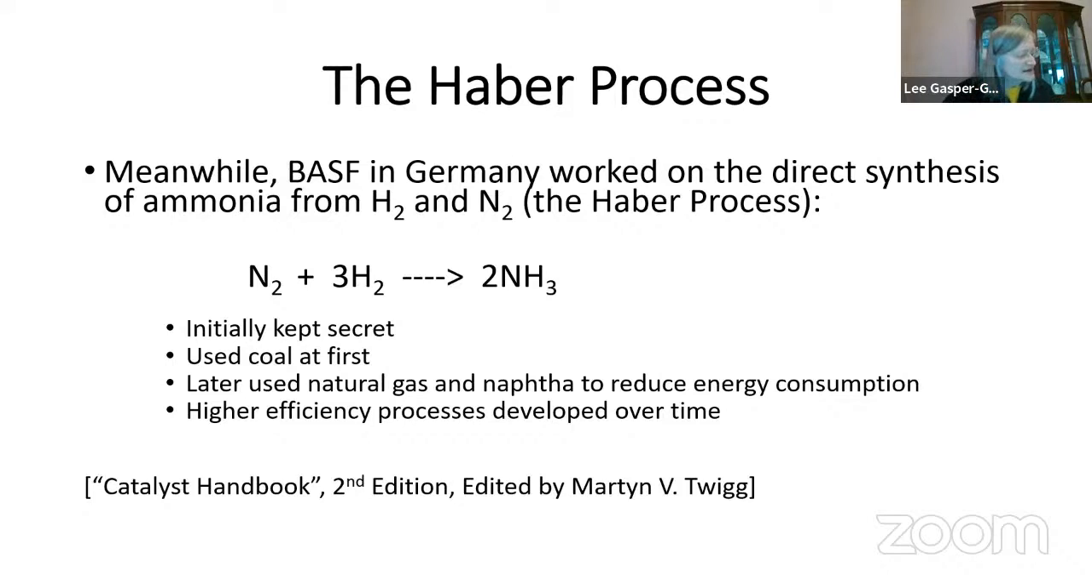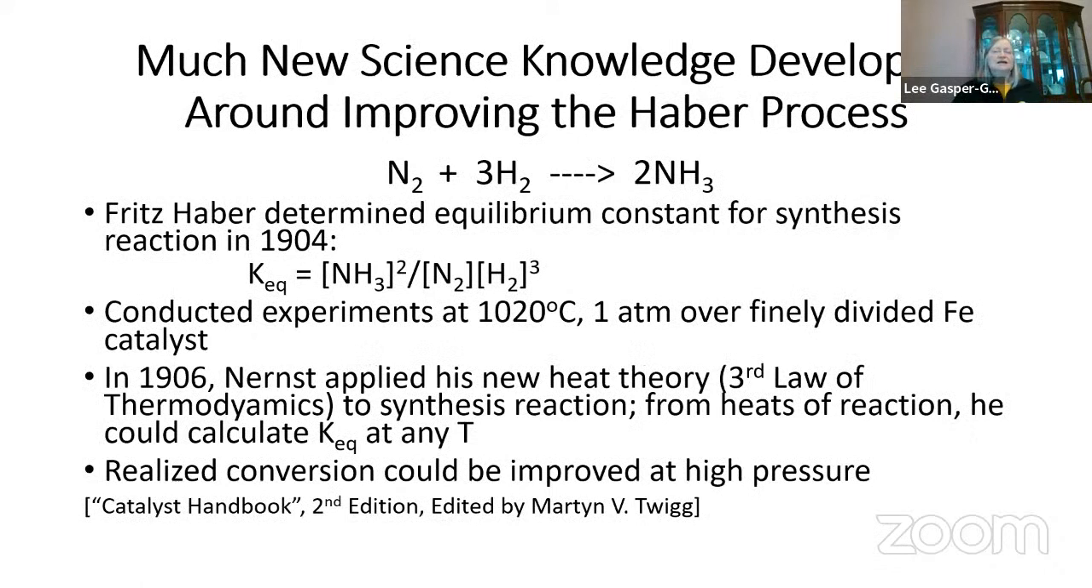And they specify dry distillation because a lot of times in various processes like this, they add steam, but this is a dry distillation. Okay. Anyway, so higher efficiency processes were developed over time. Now, one of the reasons that the Haber process was such a big deal was not only that they could produce fertilizer, which was important worldwide, but also that much scientific knowledge was developed around improving this Haber process.